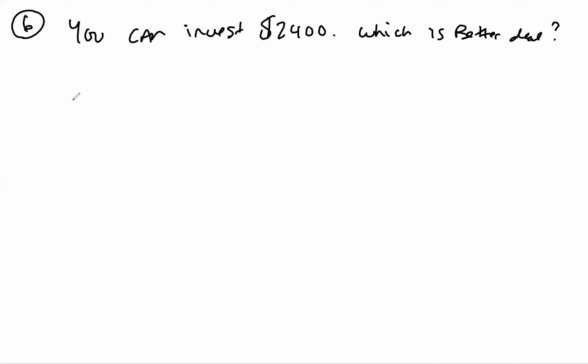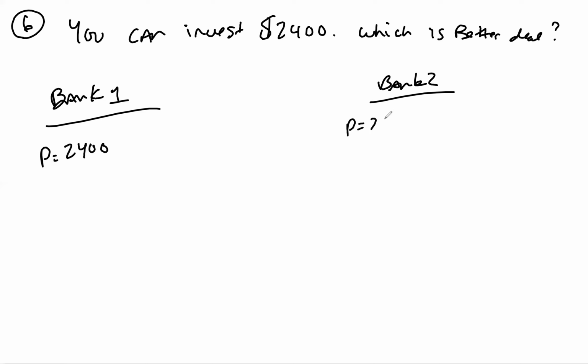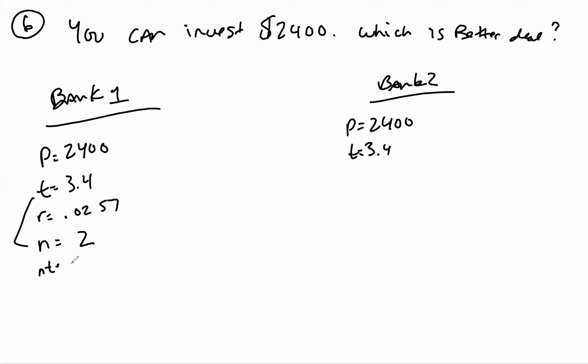So we're going to have bank 1, and over here we're going to have bank 2. And so bank 1, let's write a few things down first. Both instances, you're using the same investment, $2,400. Both instances, the same amount of time will pass. In this case, 3.4 years. Now, on bank number 1, the rate that they're going to give you is going to be 0.0257, and it's going to compound semi-annually, so the end value will be 2. And we're going to go ahead and find our NT. And when I do that, I'm going to get 6.8.